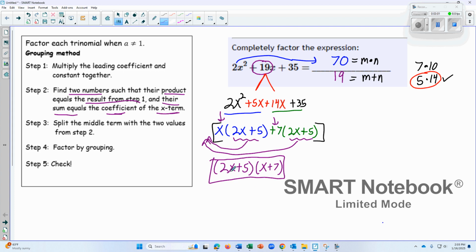You can always check it by multiplying it back together by doing the FOIL. If you multiply 2x times x, that's where that 2x squared comes from. Then the outer gives me a 14x. The inside part gives me 5x. So 14x and 5x, that's where the 19x comes from. And then 5 times 7 right here, that's where that 35 comes from.